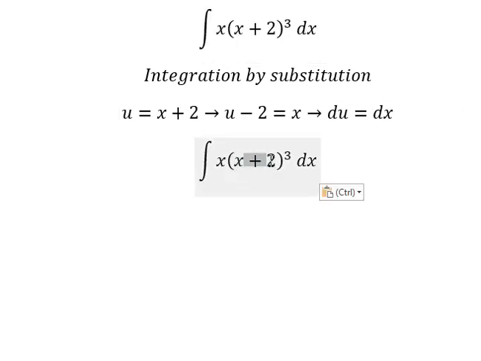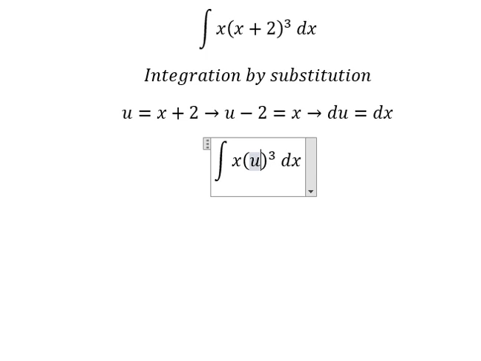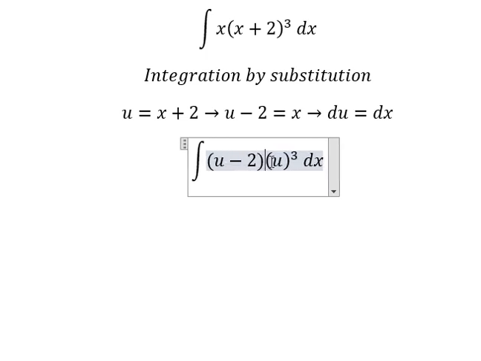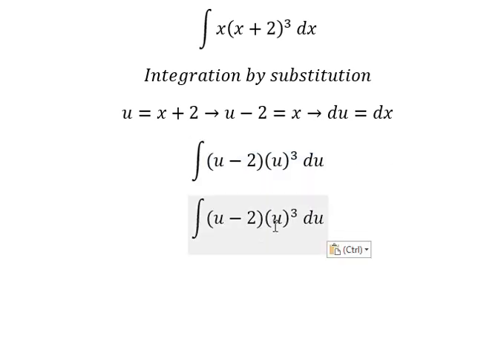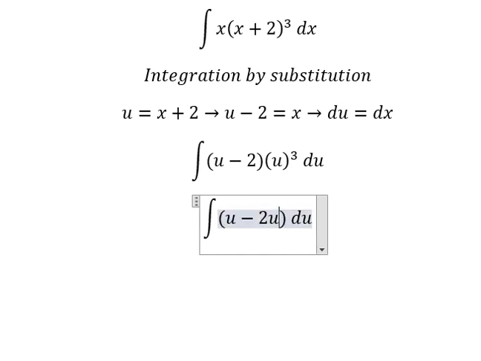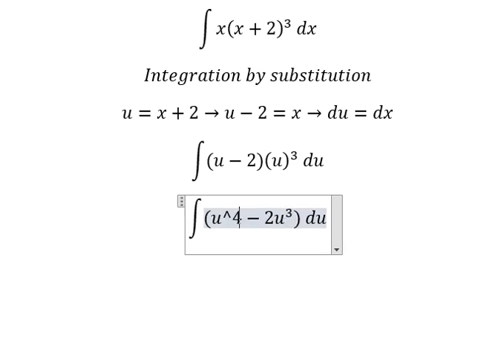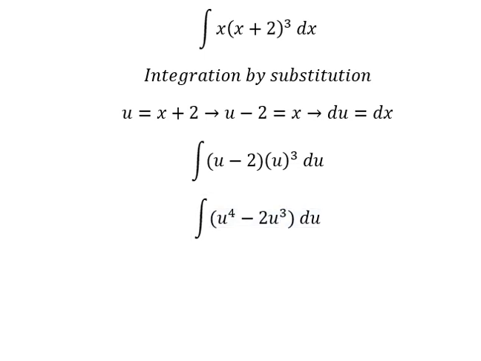So this one we change for u. x we change for u minus number 2. dx we change for du. So this one multiply by this one and number 2. Now we have the formula in here.